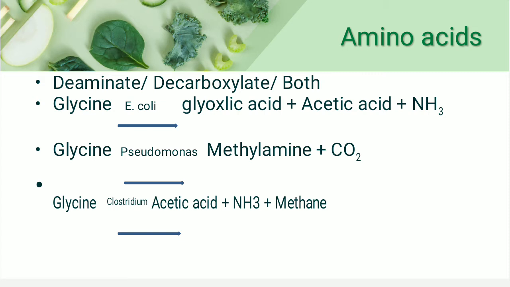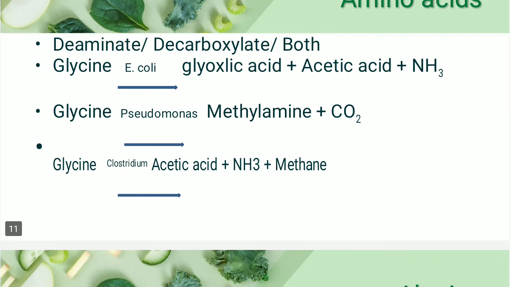When the same amino acid, glycine, is acted upon by Pseudomonas, the products are different. It is not glyoxylic acid, acetic acid, and ammonia. Methylamine and carbon dioxide are formed. When the same glycine is acted upon by Clostridium, the products are acetic acid, ammonia, and methane. So here it clearly shows that it depends on the organisms acting upon these amino acids.